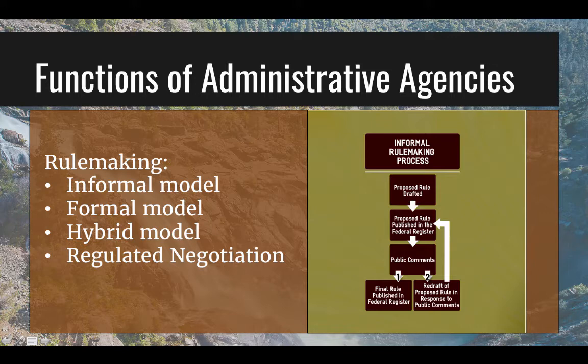Otherwise, rulemaking can follow formal, informal, or hybrid models. Informal rulemaking is also called notice and comment rulemaking. An informal model is used when no other form is prescribed. The proposed rule is published in the Federal Register, which can be commented on by interested parties wishing to participate in the agency's decision.